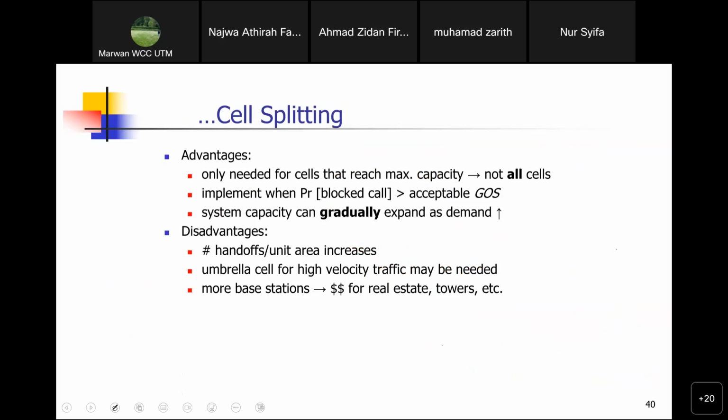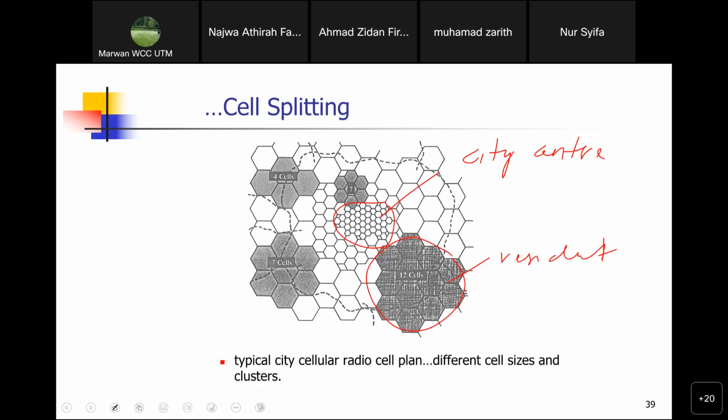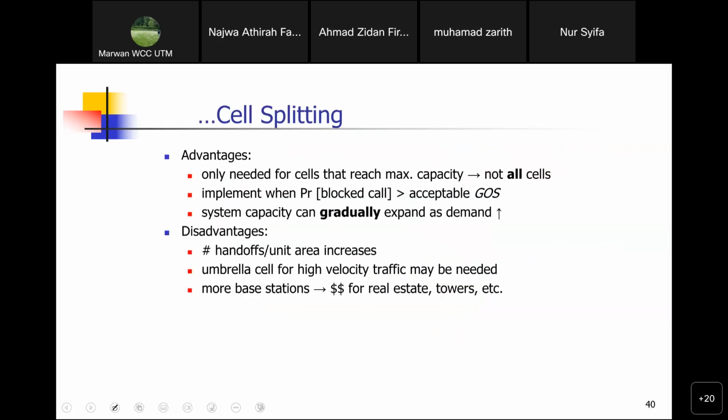You can only do it for a cell that has reached maximum, meaning that you start with maybe 20, and after another 5 years it is not sufficient anymore. Then you need to build a smaller cell within it. So you don't need to do it to all cells. That is why in one area, at the end, it will look something like this. There are areas with very small cells, areas with bigger cells, and areas with even bigger clusters. Okay, so that is cell splitting.